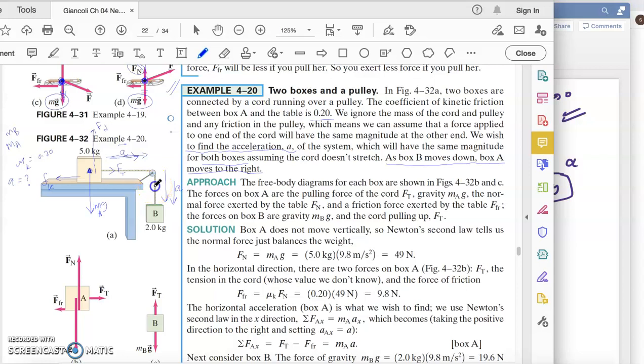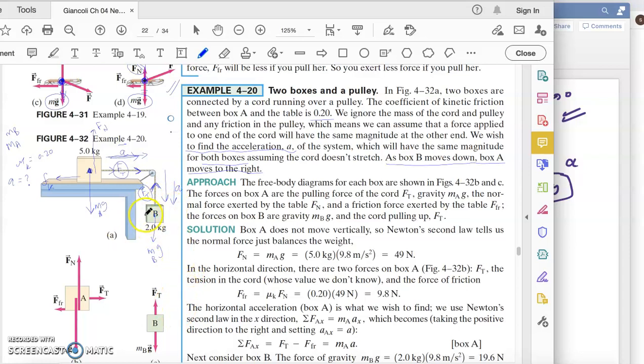Nicely, there is tension force, which is always towards the pulley. This one is up, this one is to the right, and it's the same value. So Ft is the same Ft. Both of them are the same value, and they are both towards the pulley. What is the other force acting on object B? It is mb times g, which is the gravitational force or the weight of object B.